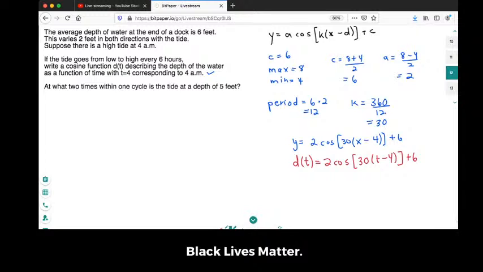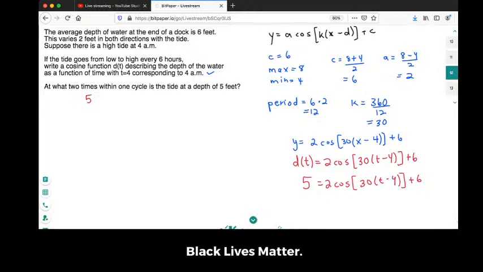So anyways, okay, at what 2 times within one cycle is the tide at a depth of 5 feet? What they're really asking is to make the 5 our y value, or our d of t value, and then solve from there. So they're asking us to algebraically solve for time. But because it's a cyclic function, there will be 2 answers. So let's go ahead and start doing this algebraically.